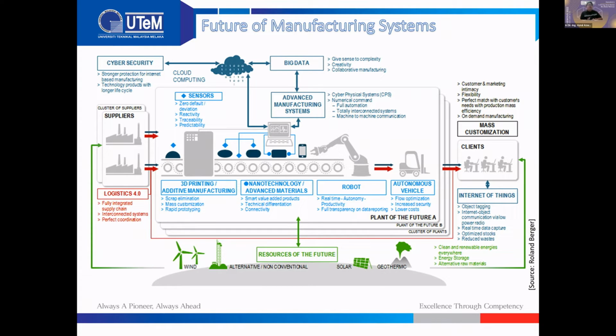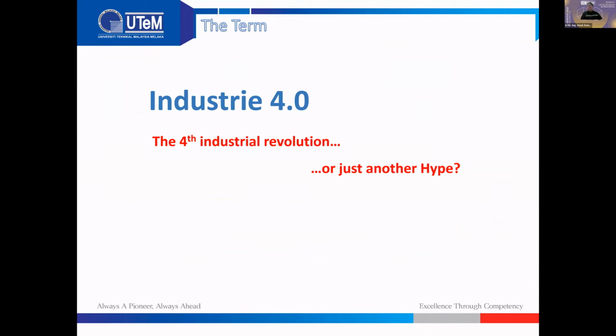It is moving toward Logistics 4.0, mass customization or mass personalization, Internet of Things, and inside the advanced manufacturing system itself, it requires some cyber physical system. It will be connected with all the sensors in order to check reactivity, traceability, and predictability. It will also cover the resources of the future, which do not use electricity directly but alternative energy such as solar, wind, and so on. So all these things lead to the term Industry 4.0.